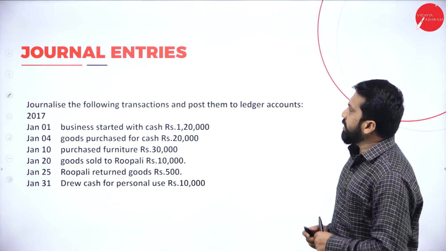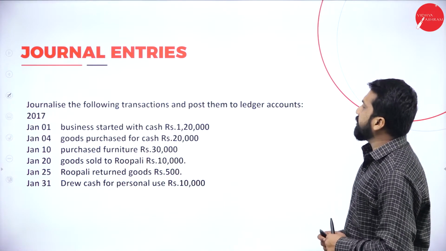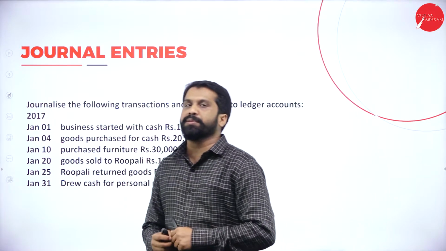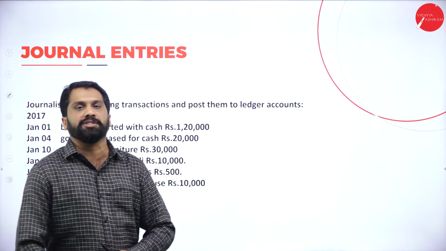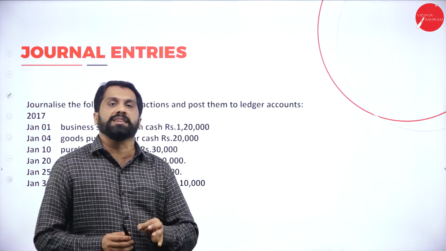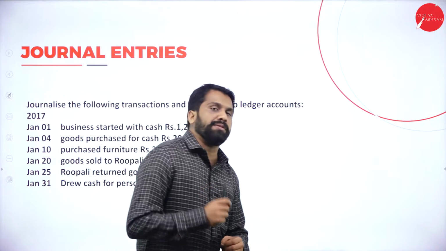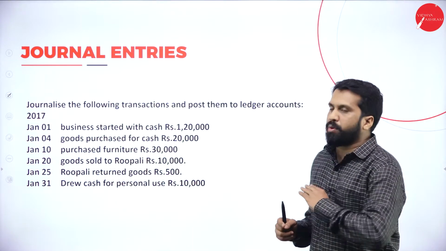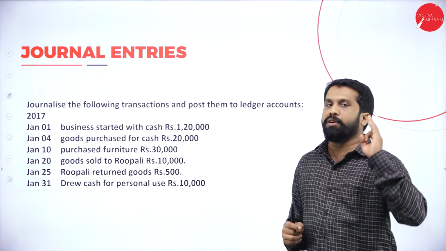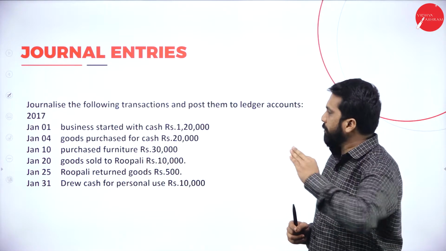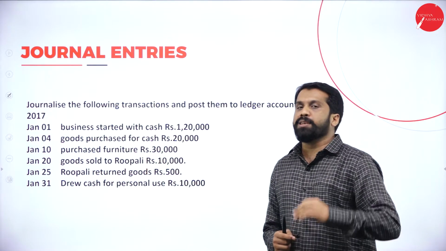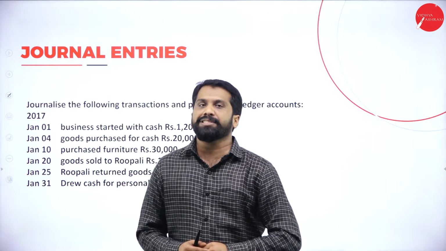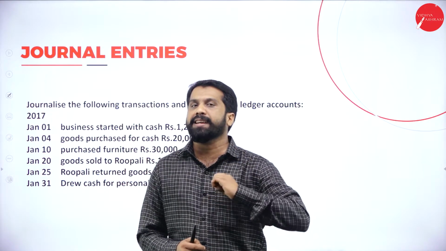Now, these are your journal entries. Journalize the following transactions and post them into ledger accounts. In the question paper, they will clearly mention that you are supposed to prepare journal entries as well as ledger accounts. Now we will do the old format only, the same logic we have used. We will prepare journal entries. Once you are done with journal entries, later we will come back for ledger. First journal entries, second ledger.